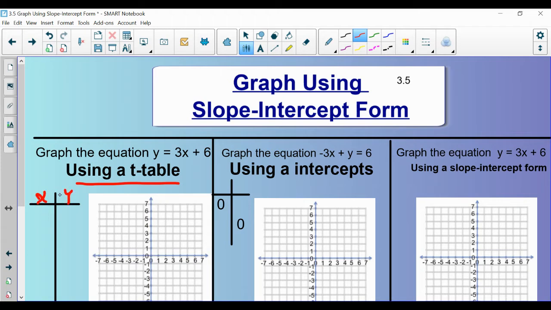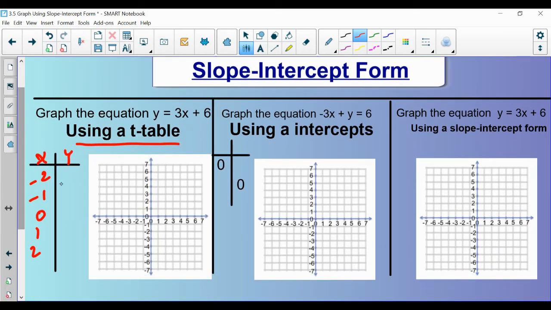make a little table like this with x and y, and plug in the x values -2, -1, 0, 1, and 2. What you're supposed to do is plug each of these numbers in for x and see what you get out for y, and you put that number right here. So for plugging in -2, I would plug -2 in for that x, and I would have to do 3 times -2, which we know is -6, and -6 plus 6 is 0.